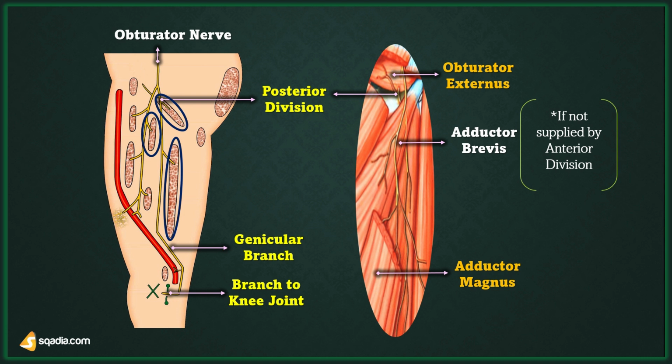The anterior division gives a branch to the hip joint, while the posterior division gives a branch to the knee joint. So, there you have it, a brief overview of the course and functions of the posterior division of the obturator nerve.